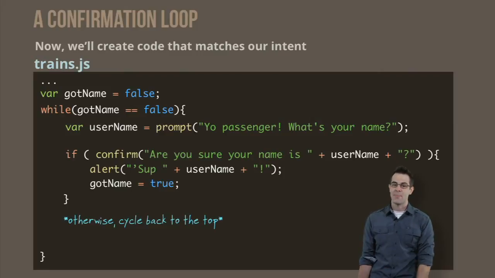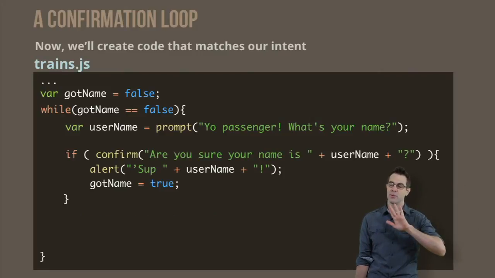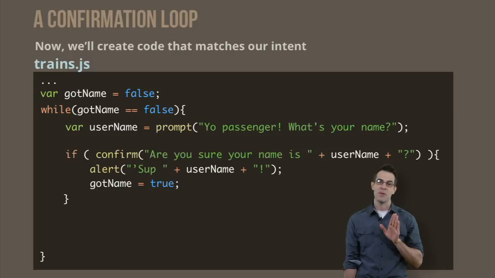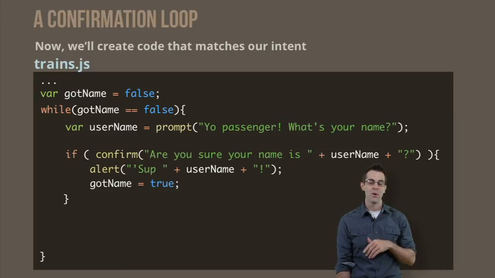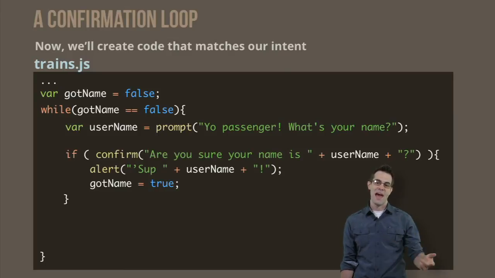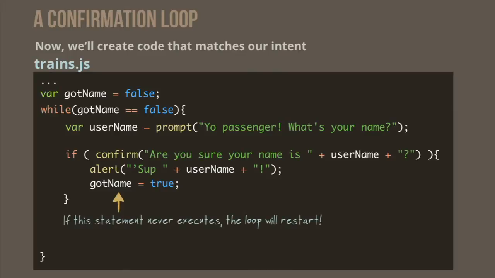Once that's true, what happens? We go back to the top of the while loop, and we see now that gotName is no longer false, and we would exit the loop because we have the user's name. But what would happen if the if statement didn't trigger because we did not get a confirmation? Well, we would cycle back to the top of the loop and continue the process again.